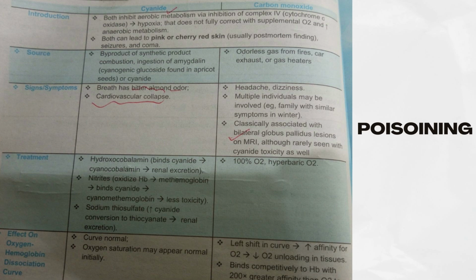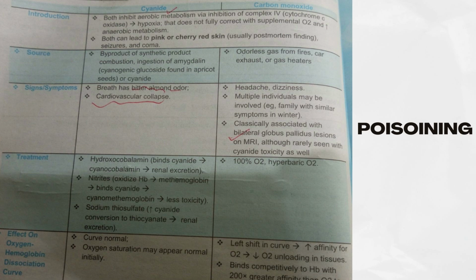The silent symptoms of cyanide poisoning are the bitter almond odor and cardiovascular collapse, whereas in carbon monoxide poisoning there is going to be headache and dizziness. Multiple individuals may be involved, for example a family with similar symptoms in winters. It is classically associated with bilateral globus pallidus lesion on MRI, although rarely seen with cyanide toxicity as well.